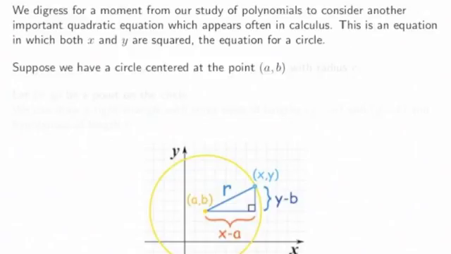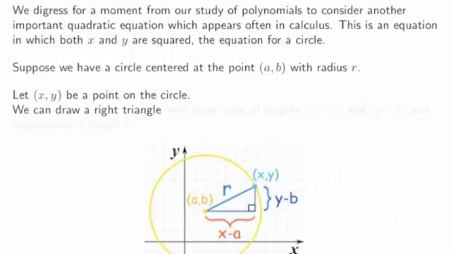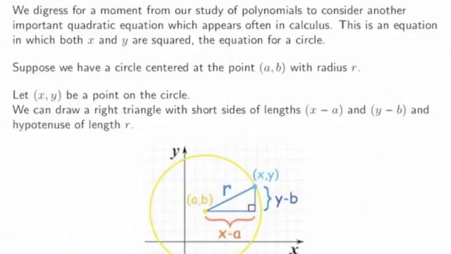Suppose we have a circle centered at the point (a, b) with radius r. Let (x, y) be any point on the circle. If you look at the figure taken off of the internet, we can draw a right triangle with short sides of lengths x minus a and y minus b and a hypotenuse of length r to represent any point of the form (x, y) that's on the circle.